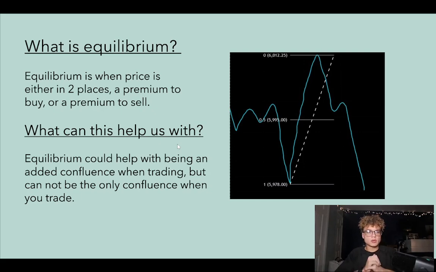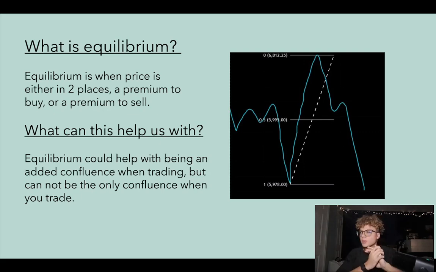So what is equilibrium? Equilibrium is when price is either in two places: a premium to buy or a premium to sell. This is a little easier to see drawn out, but we will go in the charts and show this. What can this help us with? Equilibrium can be an added confluence in trading, but cannot be the only confluence in a trade.